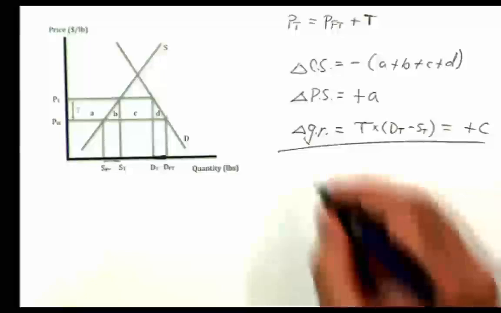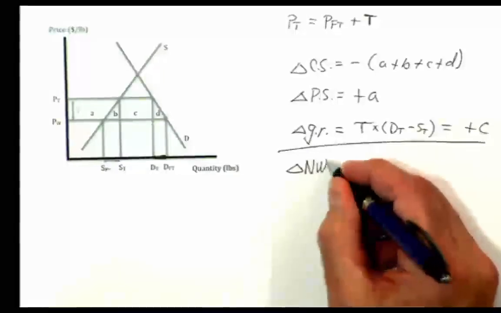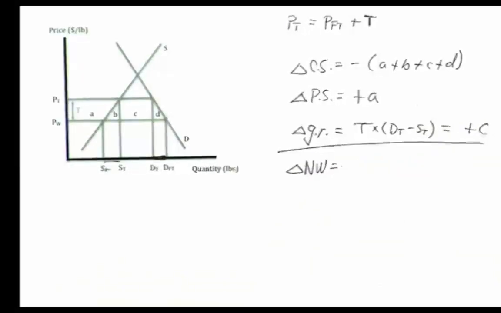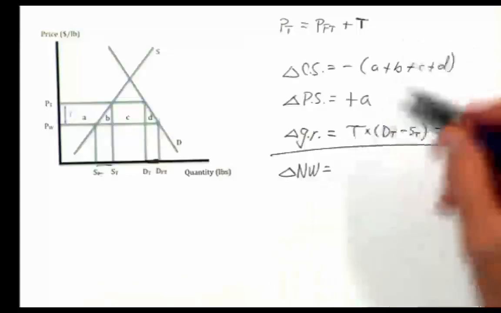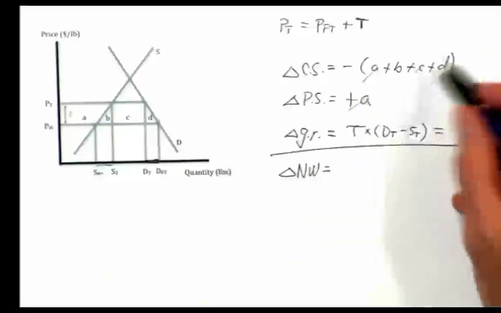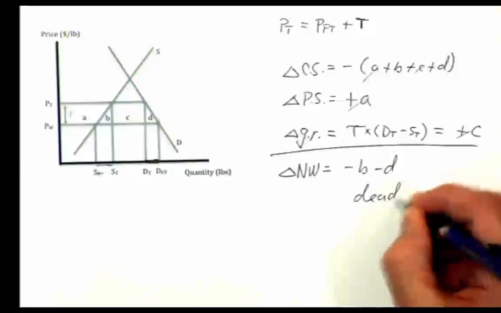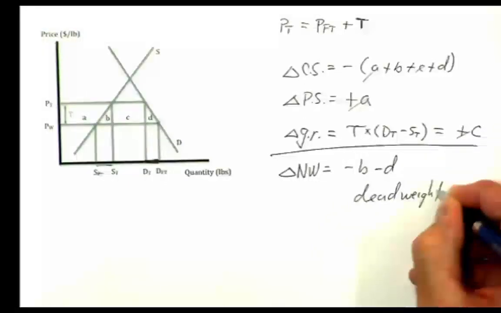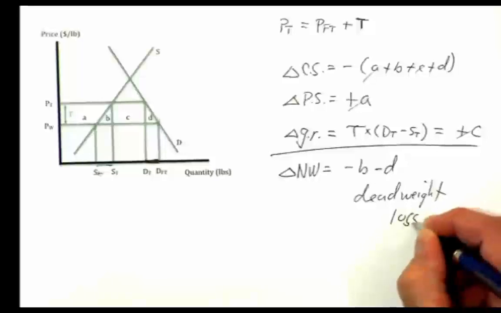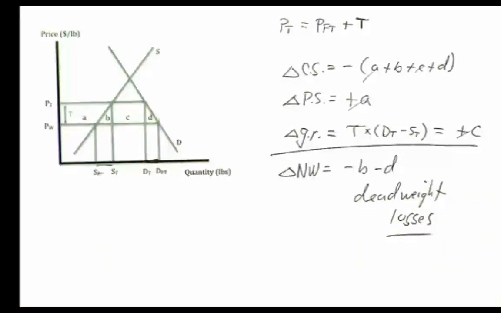Add them all up to get the change in national welfare, or market welfare, as a result of the tariff, and we're going to get the following. The A's cancel, the C's cancel, and we're going to be left with minus B minus D. These are called deadweight losses in total. And it's a representation of the loss of economic efficiency that arises because of the tariff being put into place, upsetting the free market equilibrium, if you will.